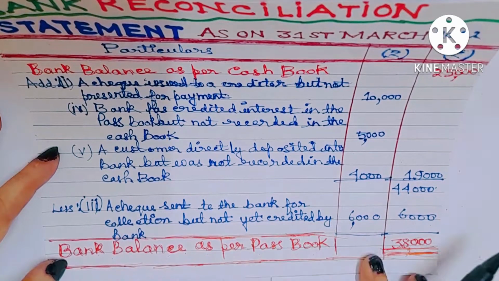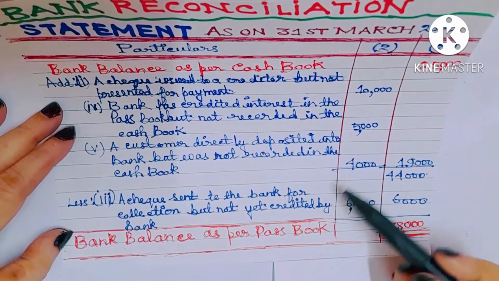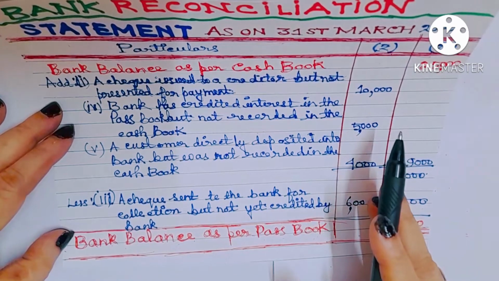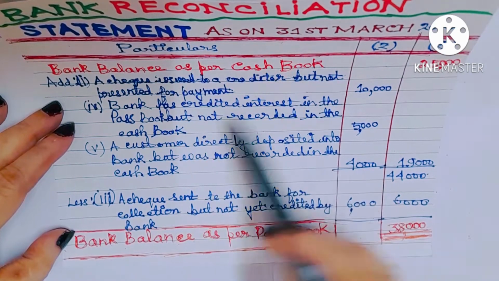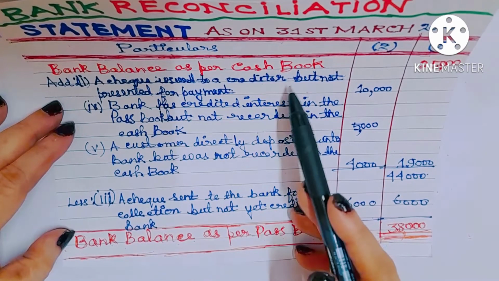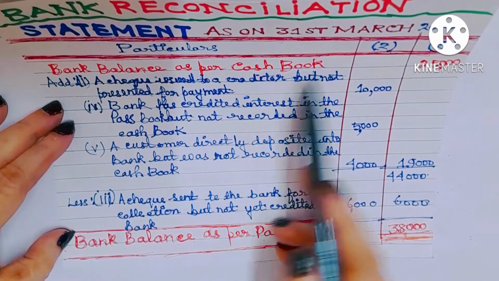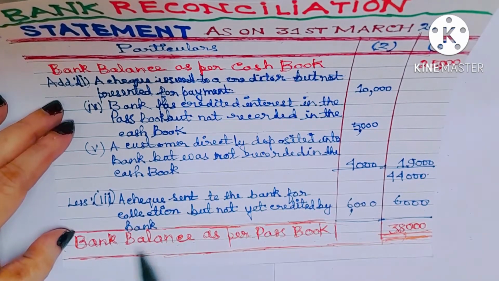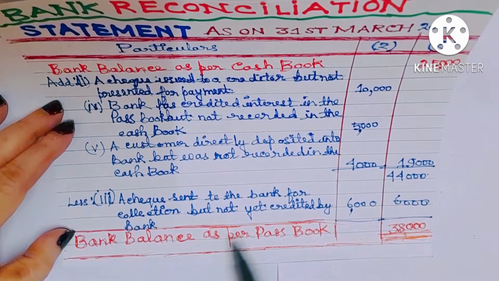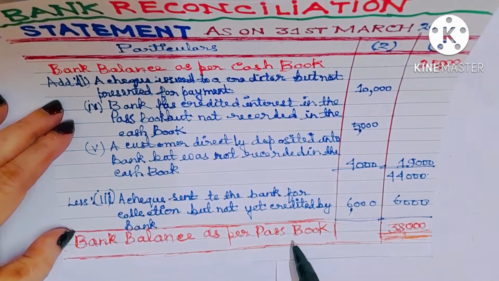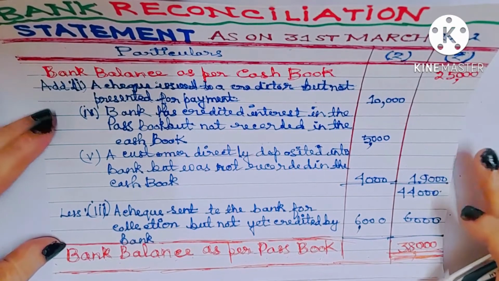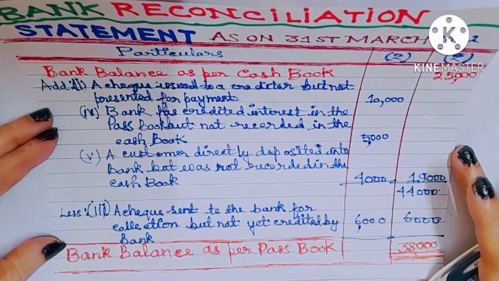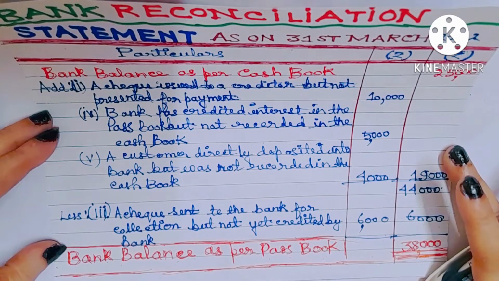Do you remember, in the beginning I told you if the bank reconciliation statement or BRS is started with the balance as per cash book, then the answer arrived at in the end will be the balance as per passbook. So this is how we solve bank reconciliation statement or BRS.